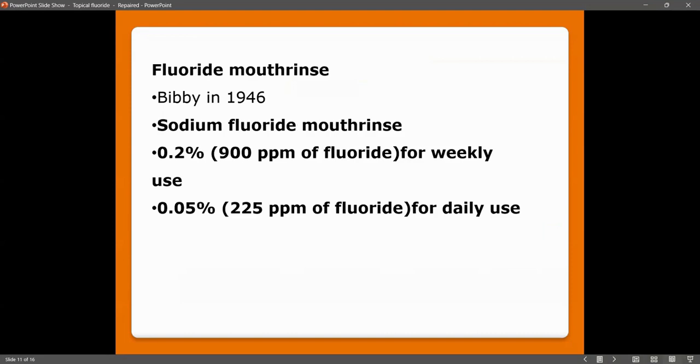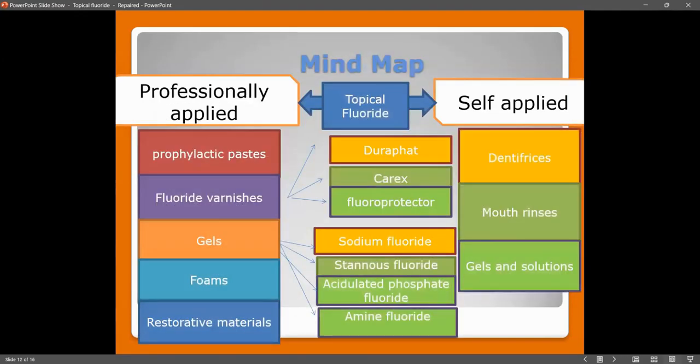So remember, what is the weekly applied dose for mouth rinse and the daily applied dose? Weekly is 0.2%, which is 900 ppm, and for daily it is 0.05%, which is 225 ppm. Now this is the mind map related to topical fluoride. First, remember, when you study a topic, make a mind map so that you will easily remember all the stuff.